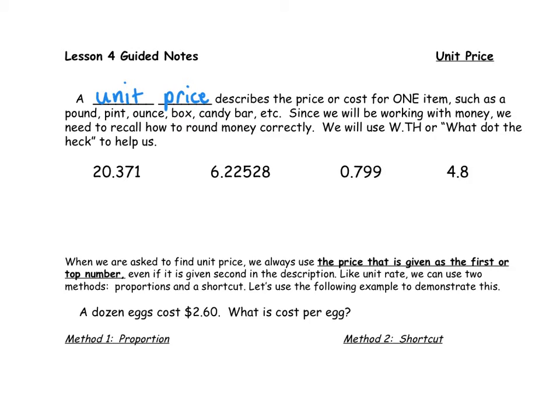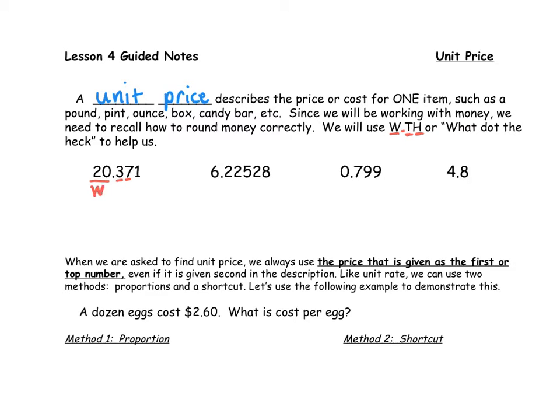Now let's continue reading. Since we will be working with money, we need to recall how to round money correctly. We will use W.TH, or what the heck, to help us. So this is something we've used in the past, and so let's see what that looks like. If you recall, the W is referring to whole numbers, the dot is the decimal, T refers to tenth, and H refers to hundredths. And since money is dollars, dimes, and pennies, this works out very well.